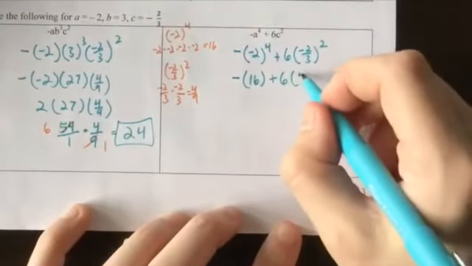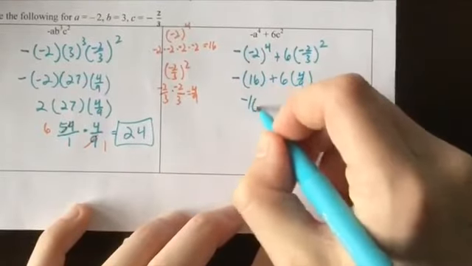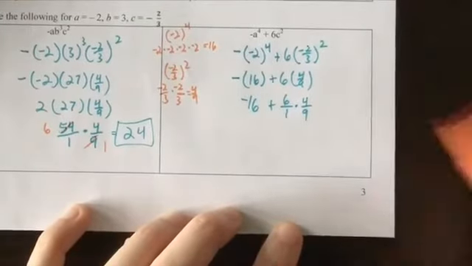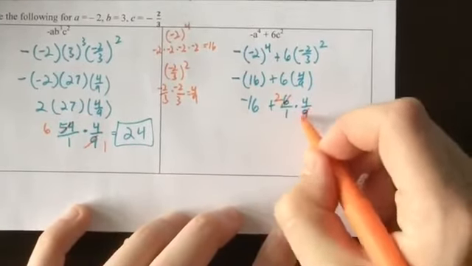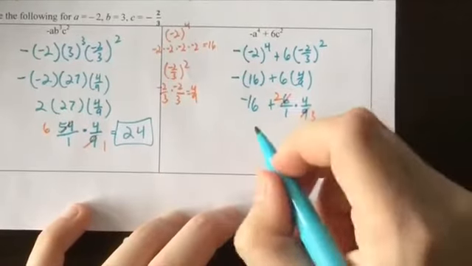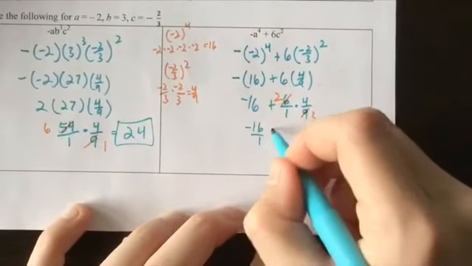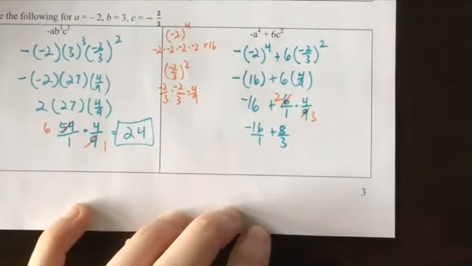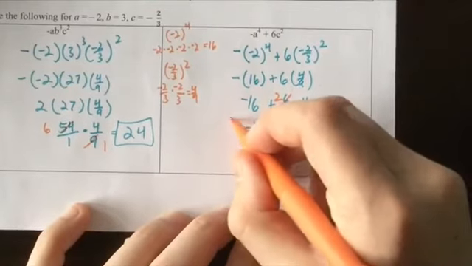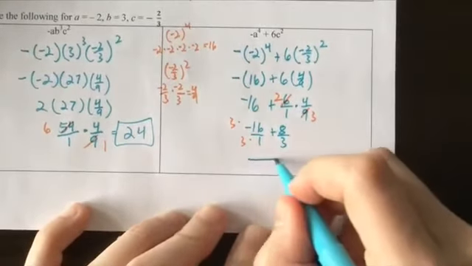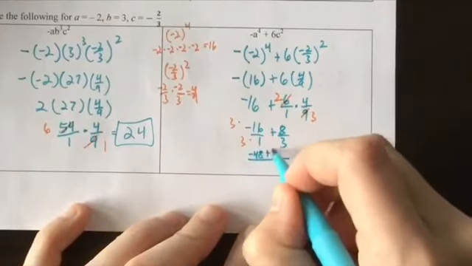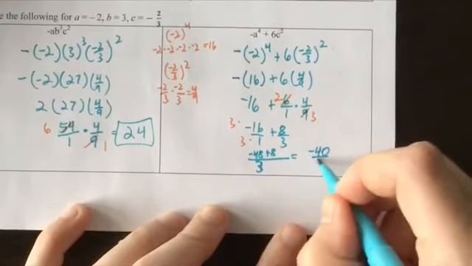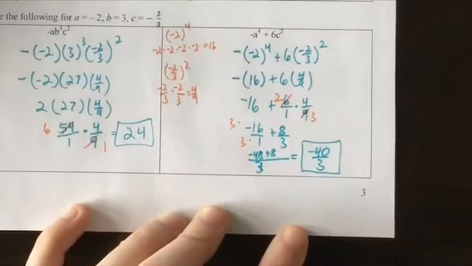So 6 times +4/9. So -16 plus 6 over 1 times 4 over 9. Common factor is 3. 3 goes into 6 2 times. 3 goes into 9 3 times. So that's going to be -16 over 1 plus 8 over 3. To do that, we need a common denominator of 3. That will give us -48 plus 8 over 3. So -40/3 as our answer.